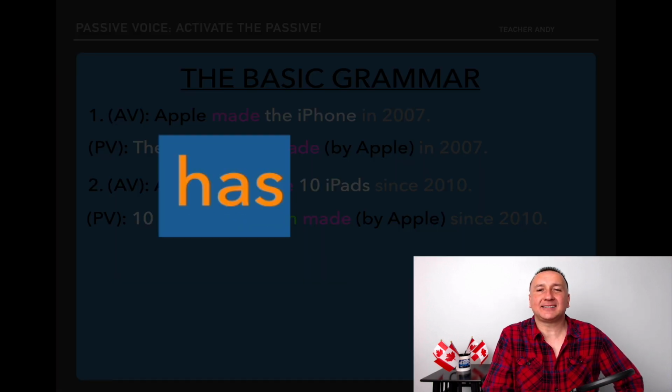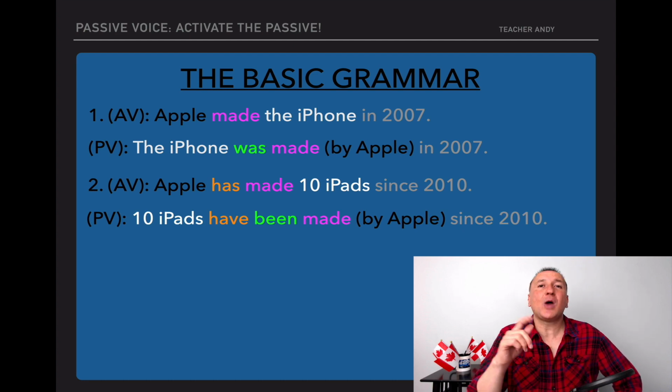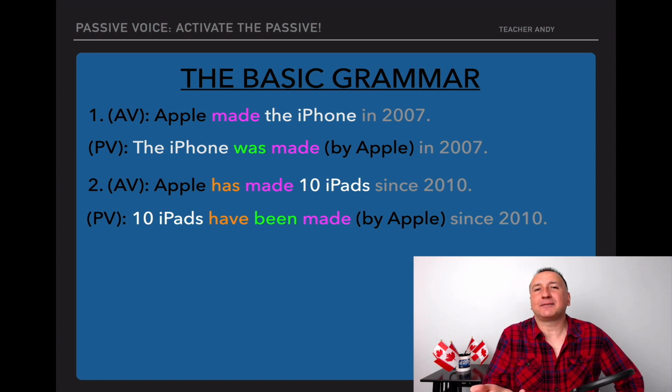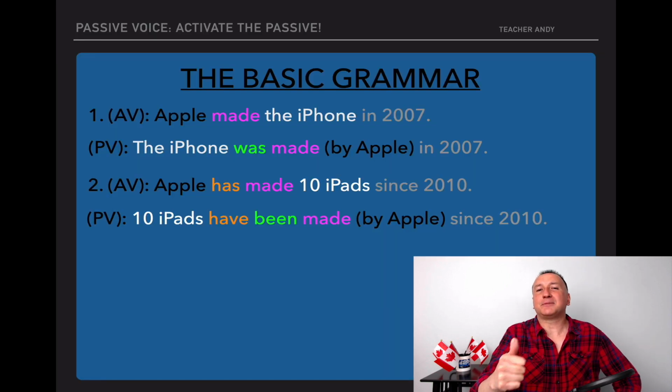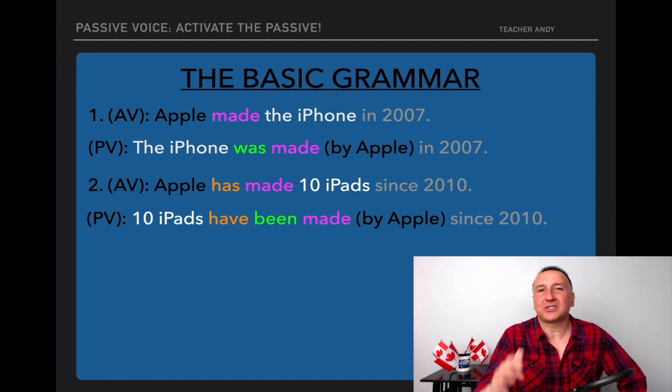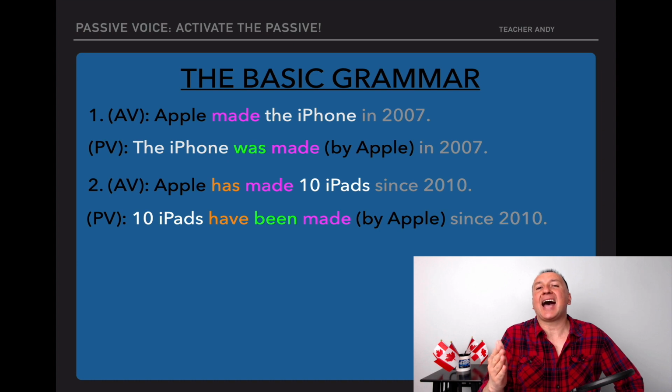Apple has made 10 iPads since 2010. In this one, you have has made. Here you have an auxiliary, which is in orange color, right? And if you have an auxiliary, you have to actually use the auxiliary. How do you do it? Remember, for this one, 10 iPads, you have to transform it into have. Now, in purple, made. Then you have green, which is always the verb to be. And then you have orange, which is the auxiliary has or have.